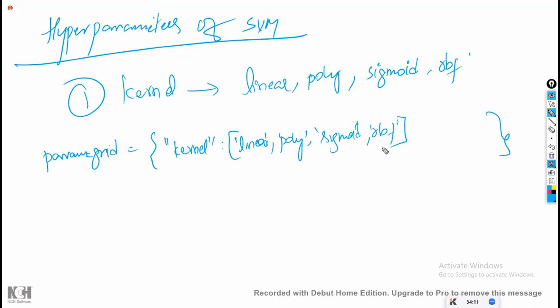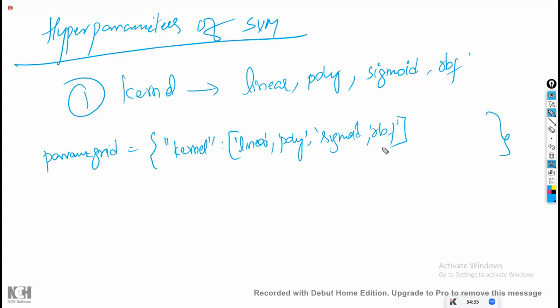So what is it going to do? It is going to apply all 4 of them and it is going to identify which one is the best one out of all of them. First, it will try with linear, followed by poly, followed by sigmoid, followed by RBF. It will try everything and it will only identify which is the best. You need to do nothing else.